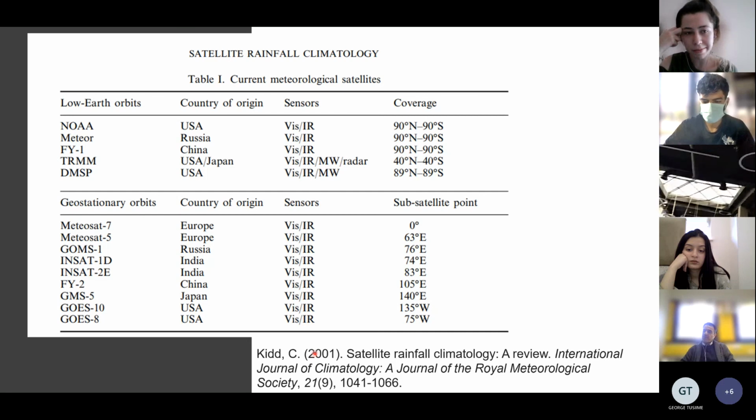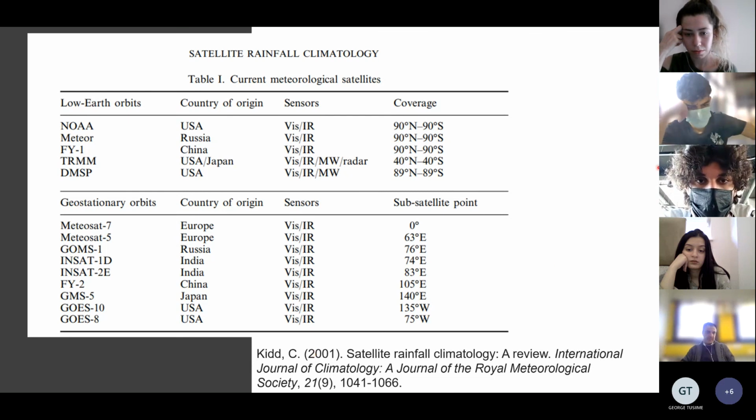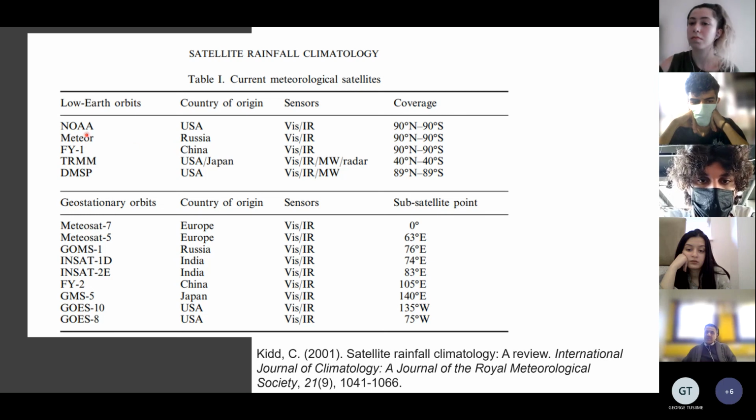And in this table, you see some of the available satellites. The table belongs to 20 years ago, and nowadays we have several satellites, and most countries have their own meteorological satellites. Meteorological satellites such as NOAA, Meteor, FY1, TRMM, and DMSP are the satellites that provide rainfall data. And sometimes I use those data. For example, TRMM data or NOAA data are available.